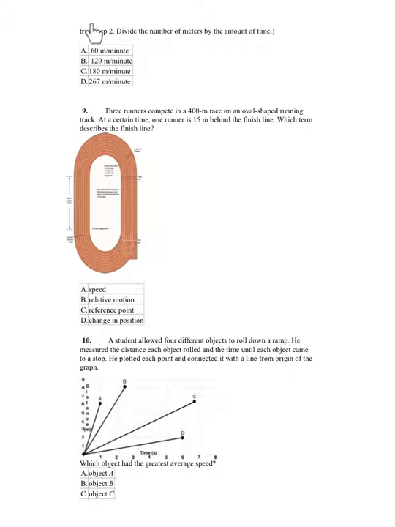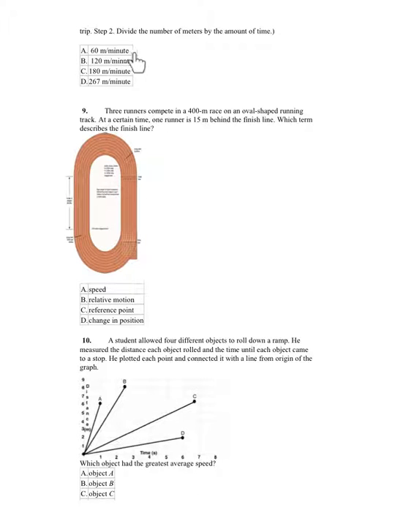Number 8. Joanna's family drove 1,600 meters to school. The graph below represents their motion. What was the average speed during the last 3 minutes of the trip? Hint, step 1. First, determine how far Joanna's family traveled during the last 3 minutes of the trip. Step 2. Divide the number of meters by the amount of time.